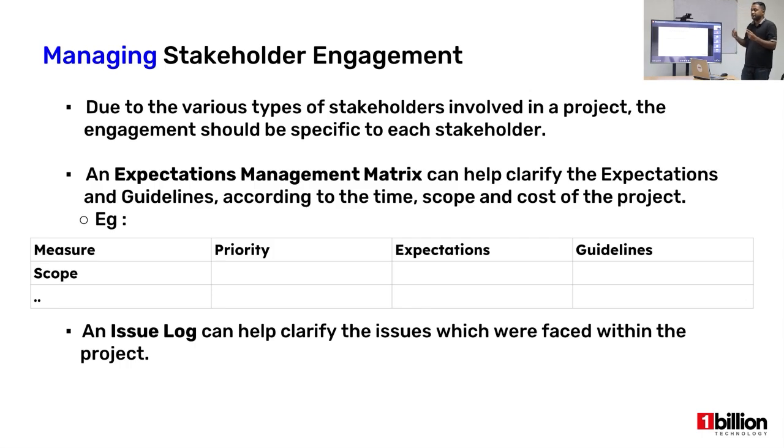All right, and then of course we can use something called an issue log to help clarify the issues which were faced within the project. So when I say an issue log, you might be thinking of a bug list or something like that, because we are in software development. But an issue log is actually something that would contain all types of issues that are raised in the project. This could be a scheduling conflict, or maybe a resource issue, or even a bug in a project, or an access issue, or something like that.